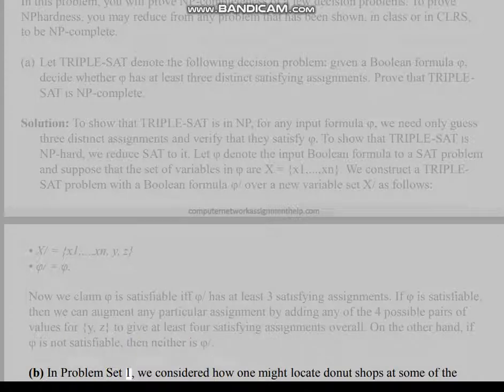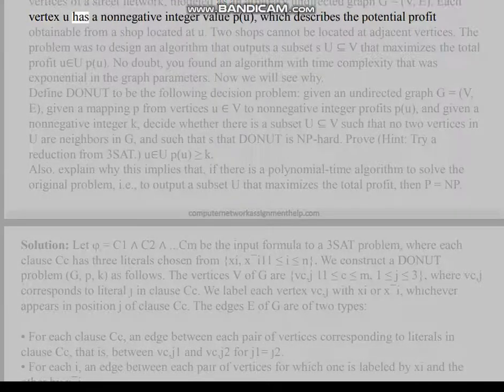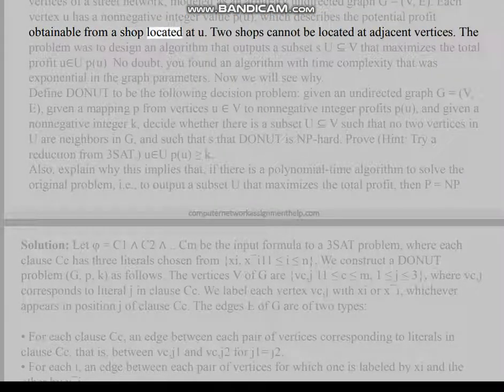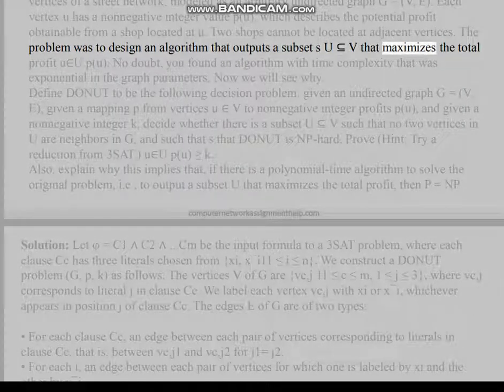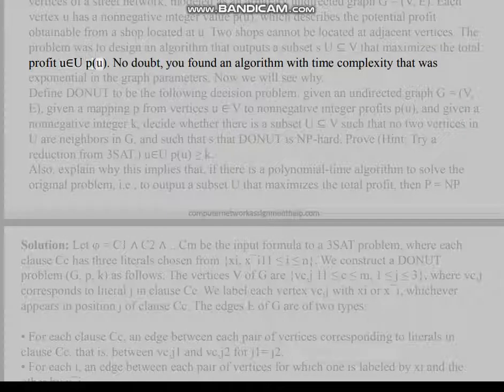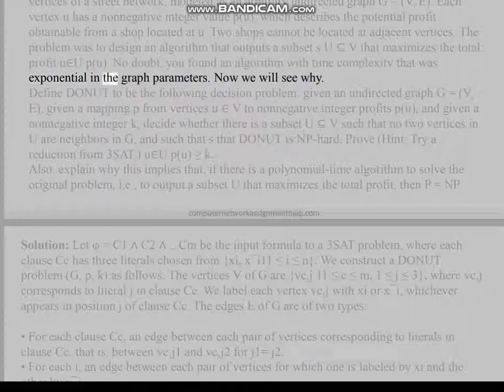B. In problem set 1, we considered how one might locate donut shops at some of the vertices of a street network, modeled as an arbitrary undirected graph G = (V, E). Each vertex u has a non-negative integer value p(u), which describes the potential profit obtainable from a shop located at u. 2 shops cannot be located at adjacent vertices. The problem was to design an algorithm that outputs a subset S, a subset of or equal to V, that maximizes the total profit, the sum over u in S of p(u). No doubt, you found an algorithm with time complexity that was exponential in the graph parameters. Now we will see why.